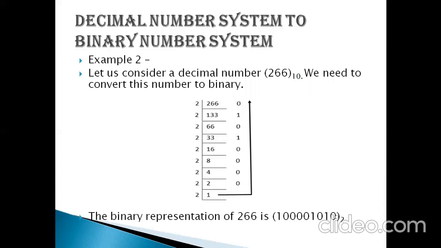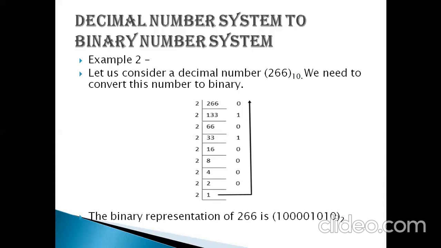16 when divided by 2 gives us 8 and the remainder is 0. 8 when divided by 2 gives us 4 and the remainder is 0. 4 when divided by 2 gives us 2 and the remainder is 0. And 2 when divided by 2 gives us 1 and the remainder is again 0.